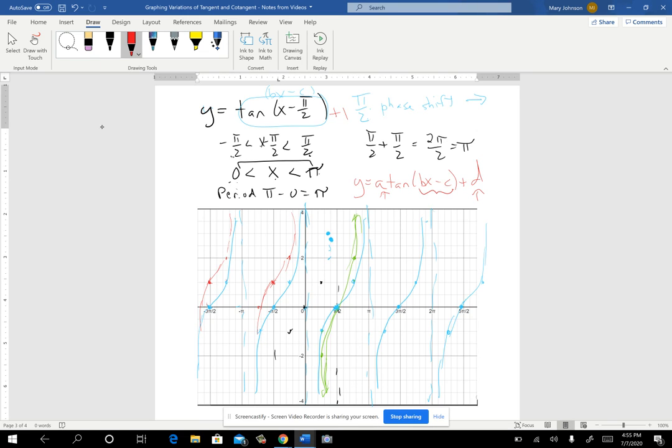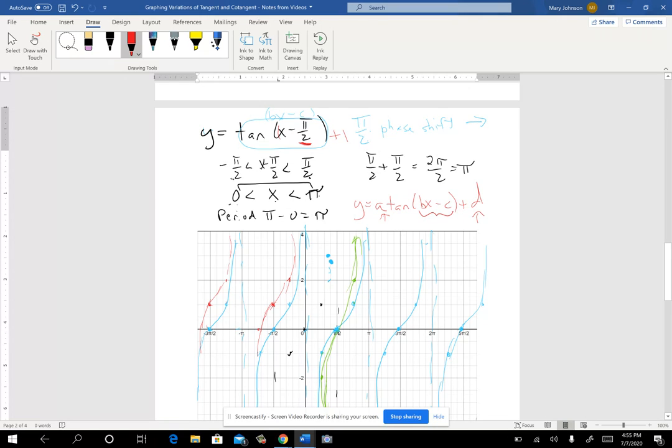So on this particular one, it had a phase shift. It moved to the right, okay? But since it was only an understood 1 in front of the x, the period was not affected. It still had that same period of pi, okay? Now let me back up.